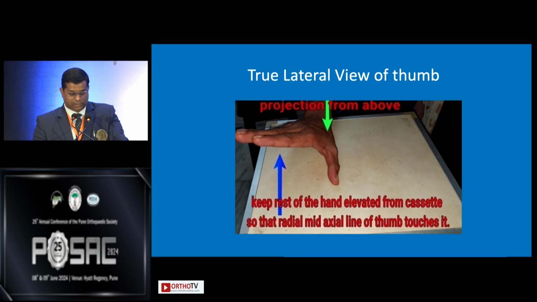True lateral view of the thumb: projection from above, keep the rest of the hand elevated from the cassette so that the radial mid-axial line of the thumb touches it. This is how we go for the lateral view of the thumb.